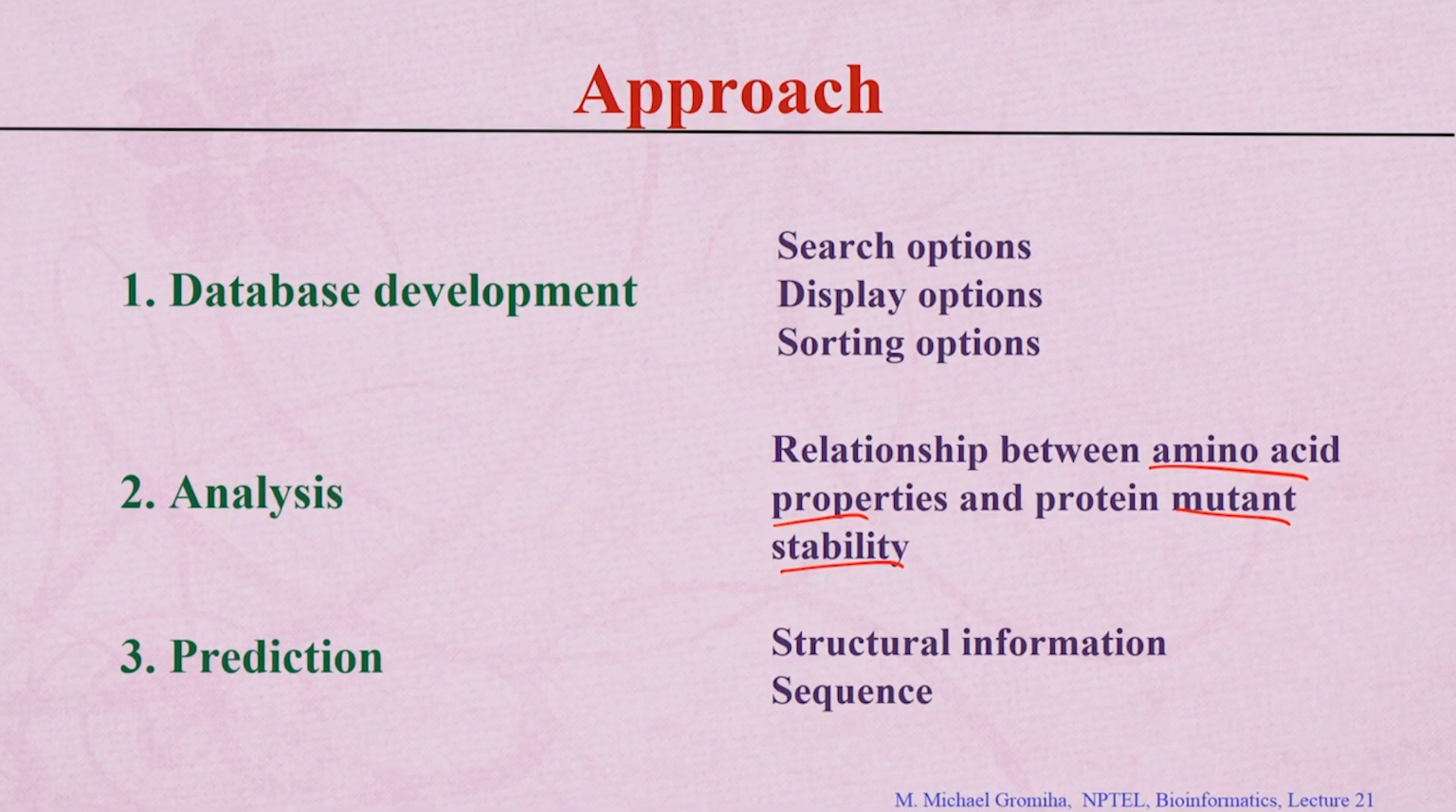The first one is developing a database that should be available, and you should have the search options, and for the result you have to give the option to download. Once the database is ready, then the second aspect, we can analyze the data to understand what are the factors which are important for the stability. Once we analyze the data, we will get the hypothesis.